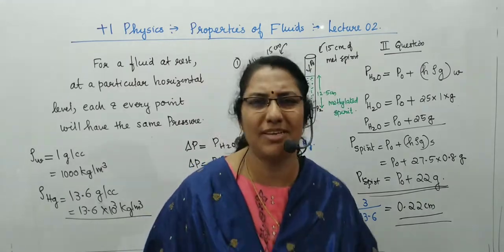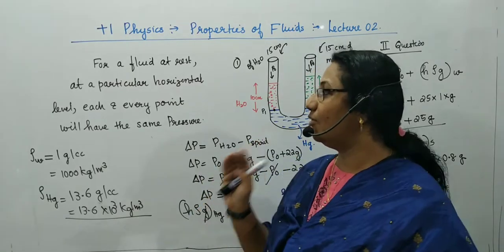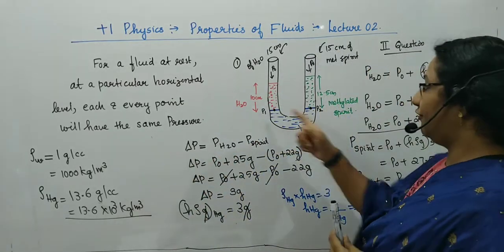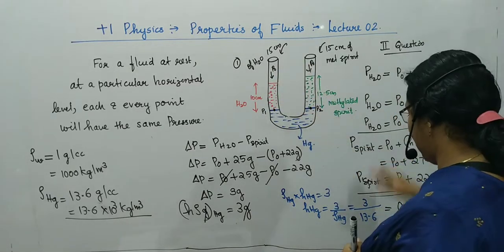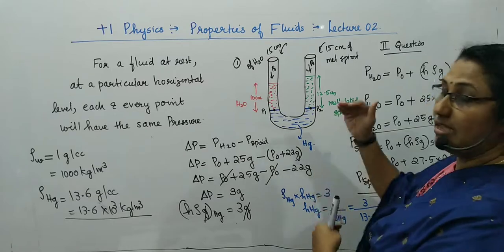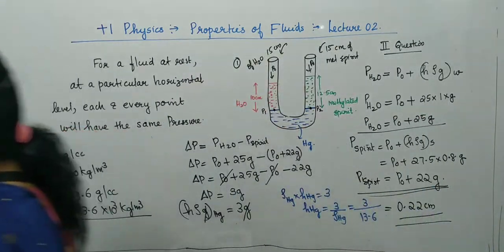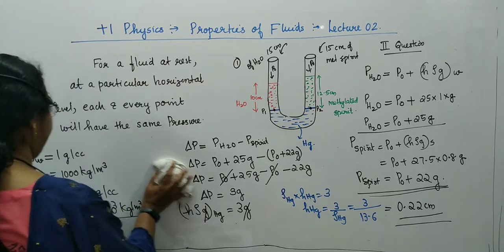You have to assume the statement: for a fluid at rest, at a particular horizontal level, each and every point will have the same pressure. Here, it is different pressure. The pressure provided by 1 is different from the pressure provided by 2. Therefore, we have to find what is the level difference in mercury. Okay, clear? Hoping you understood this.